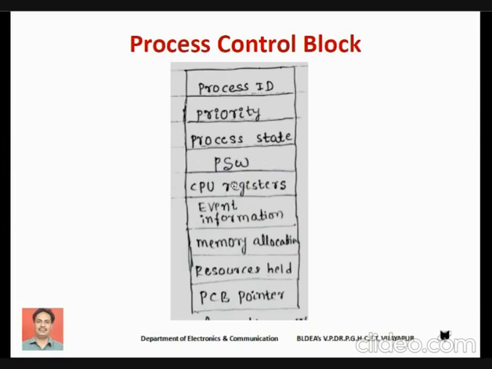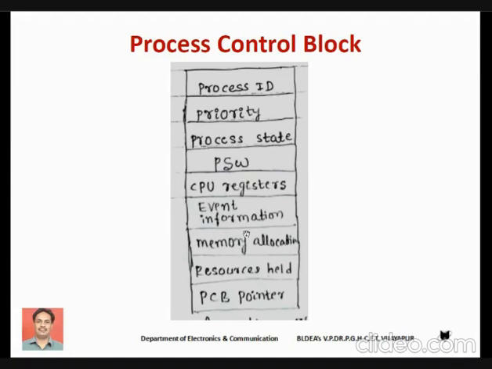Then here program status word, PSW of the program is stored. So basically PSW is something like the flag register as we discussed in the last class. Then here it stores the CPU registers which are being used by that process. Then if the process is blocked or if it is waiting for an event, the event information for which that process is waiting will be stored as event information.